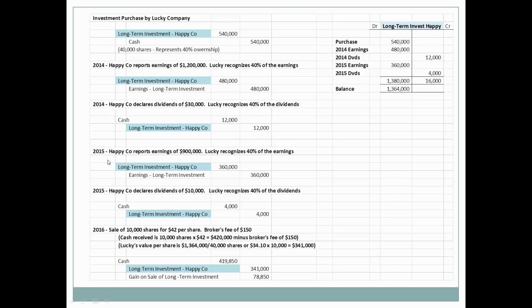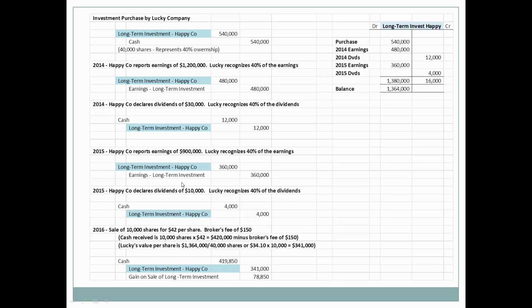Then in 2015, Happy Company reports earnings of $900,000, so Lucky's going to recognize 40% of the earnings. The value of the company went up because the earnings went up, so the value of the investment is going up. So Lucky reports on its books long-term investment, Happy Company, $360,000, earnings, long-term investment, $360,000. Then Happy's going to declare dividends of $10,000. Lucky's going to recognize 40% of that, cash $4,000, long-term investment $4,000.